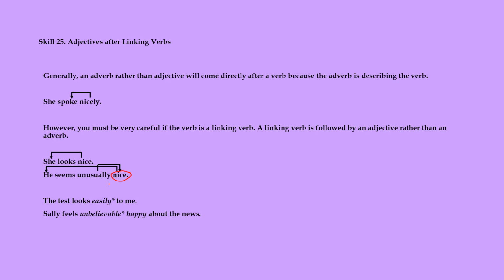Have a look at the example. The test looks easily to me. Is looks a linking verb? Can it be replaced by to be? The test is easily to me. Yeah, it is still the correct form. So looks is considered a linking verb. What about easily? We can find an asterisk on the word easily. Why? Because after a linking verb must be an adjective, not an adverb. So the test looks easy to me. Not easily, but easy.